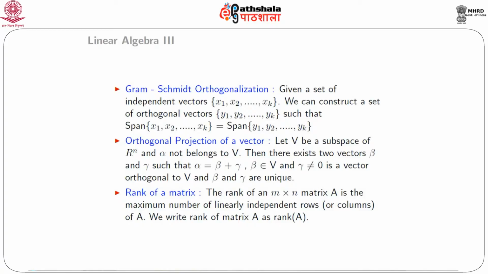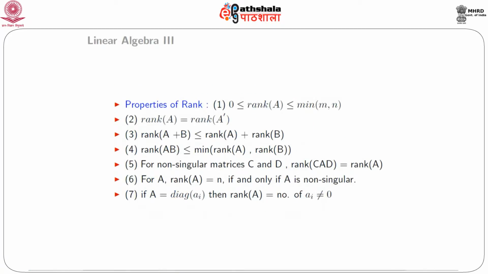Rank of a matrix. The rank of an m by n matrix A is the maximum number of linearly independent rows or columns of A. We write the rank using the notation rank(A). Properties of rank. 1. 0 is less than or equal to rank of A, which is less than or equal to the minimum of m and n. 2. The rank of a matrix equals the rank of its transpose.